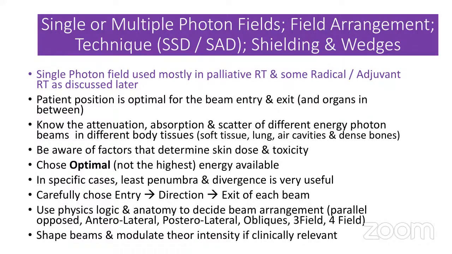Then, as we discussed in the previous lecture, you should know what is the attenuation, absorption, and scatter of different energy photon beams in different body tissues, which is soft tissue, lung, air cavities, and dense bone. So these are the 4 types of tissues that we will do, and we spent a lot of time. But you have to be aware. That was the purpose of the previous lecture. When you're doing the planning and when you're thinking of what will be the dose, you know how the beam is scattered or absorbed and finally attenuated.